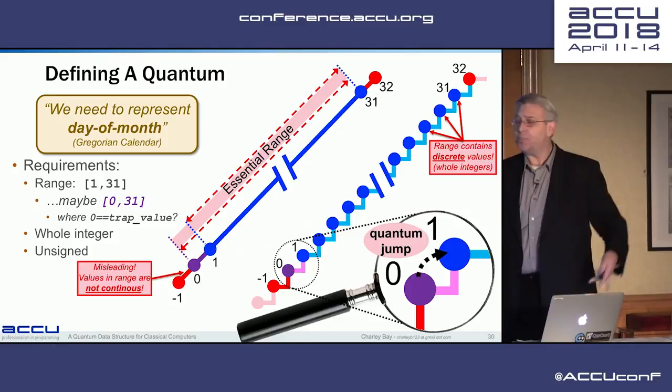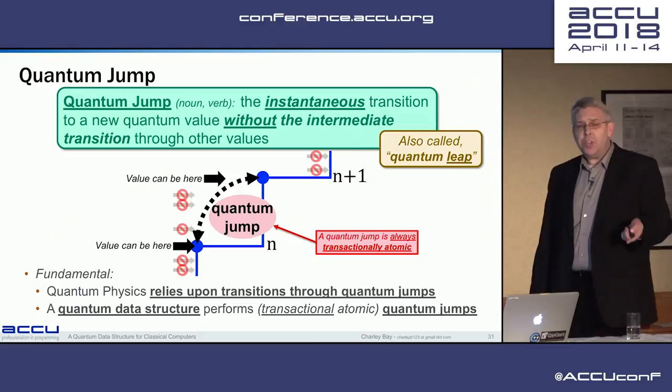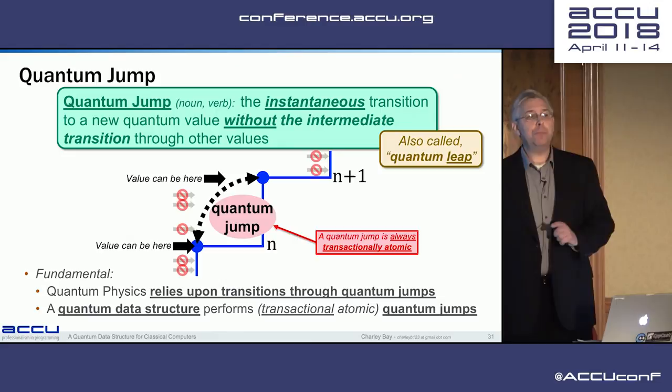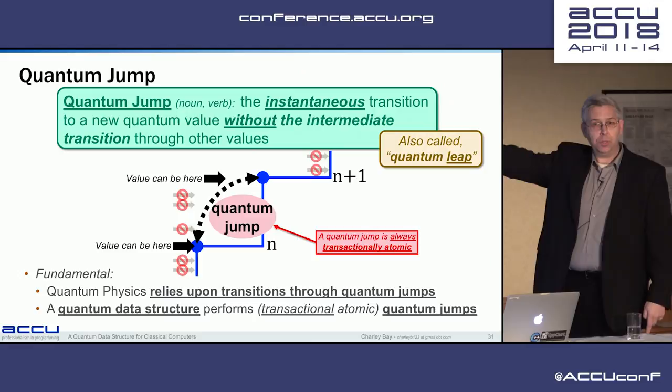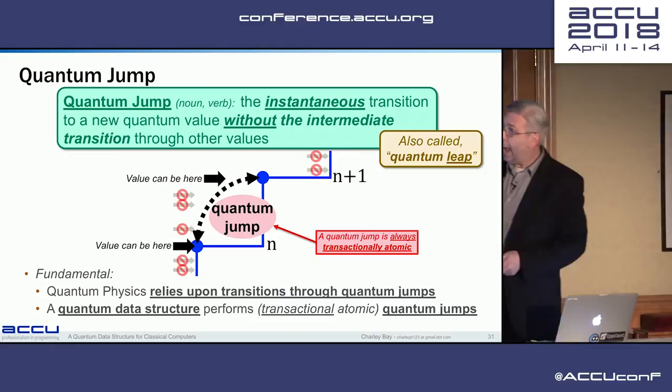So this quantum jump thing, it is the instantaneous transition to a new quantum value without the intermediate transition through other values. That's the quantum jump. We also call it the quantum leap, but quantum data structures rely upon this. Quantum physics relies upon this. So you can have one of the discrete values.